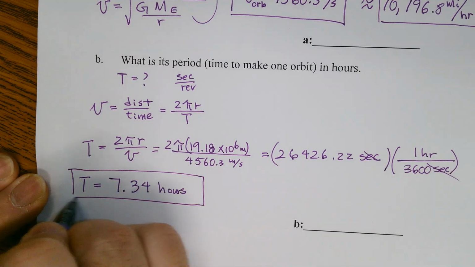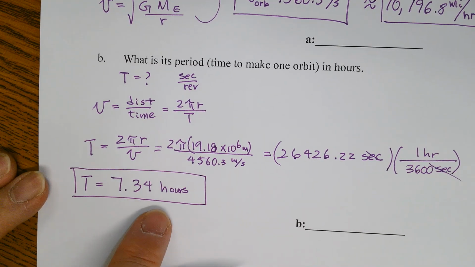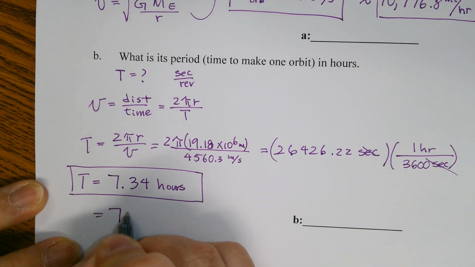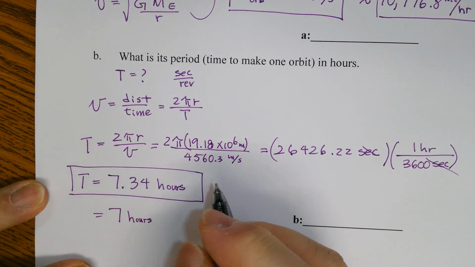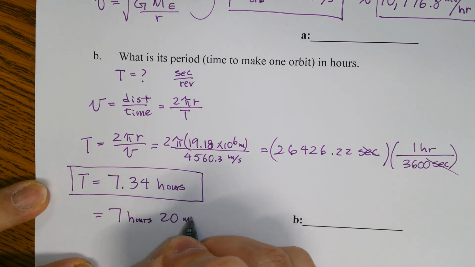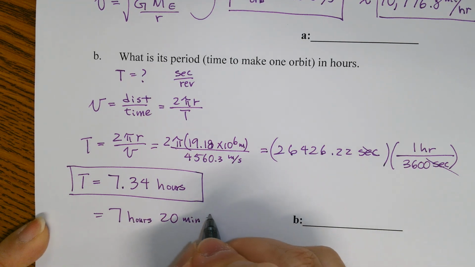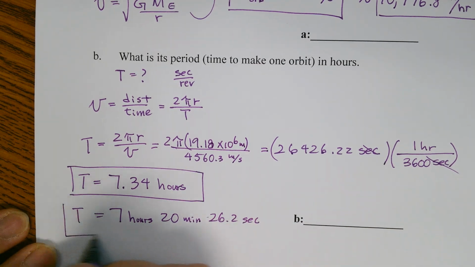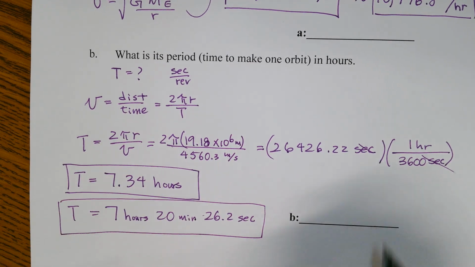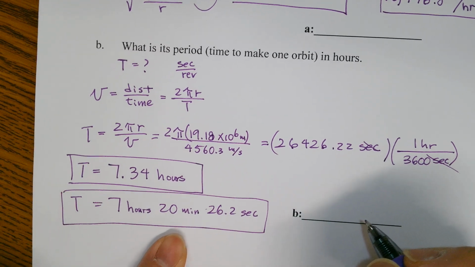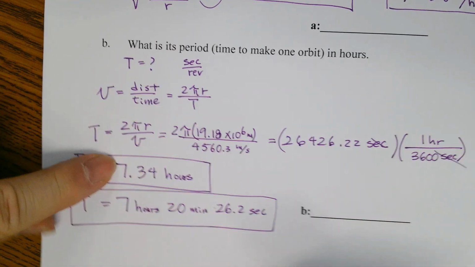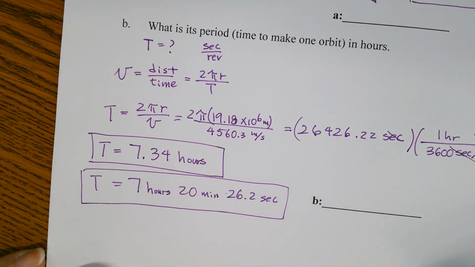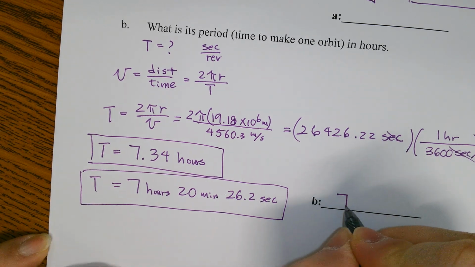This is not the same thing as 7 hours and 34 minutes. This is actually 7 hours, 20 minutes, and 26.2 seconds. That's what it is. So just in case you get confused, this is not 7 hours and 34 minutes. This is 7 hours, 20 minutes, 26.2 seconds. All right?